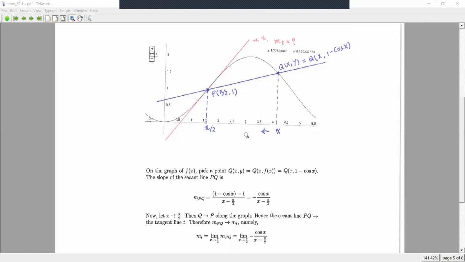As x is approaching pi over 2, from this diagram, we can see that the point Q is approaching the point P along this curve. As point Q approaches point P, then the blue line is approaching the tangent line. So therefore, the slope of the blue line is approaching the slope of the tangent line. In other words, the slope of the tangent line is the limit of the slope of the line PQ, the blue line, as x approaches pi over 2. Here we have obtained the slope of line PQ. So we plug this in for MPQ to get this limit. So to tell the slope of the tangent line, we just need to compute this limit.